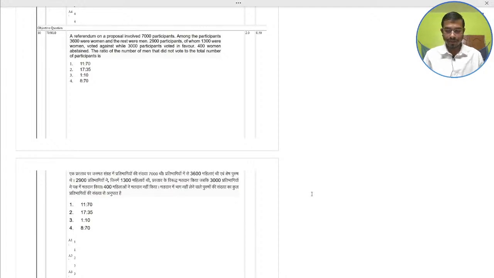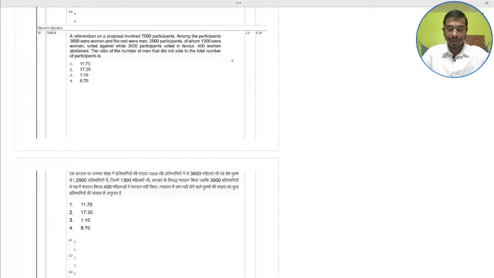Try yourself, simple question. Just follow the condition of the question. Here one thing is that the total participants are 7,000 and the women are 3,600. So you have to find the ratio.